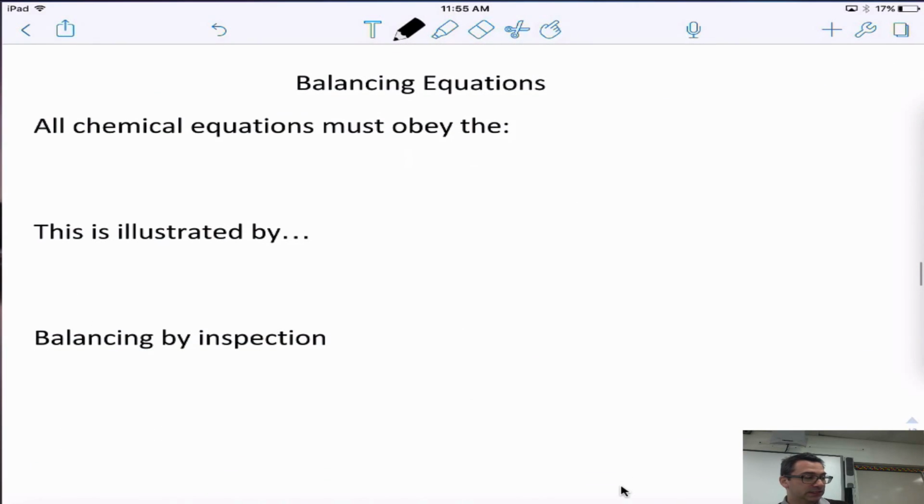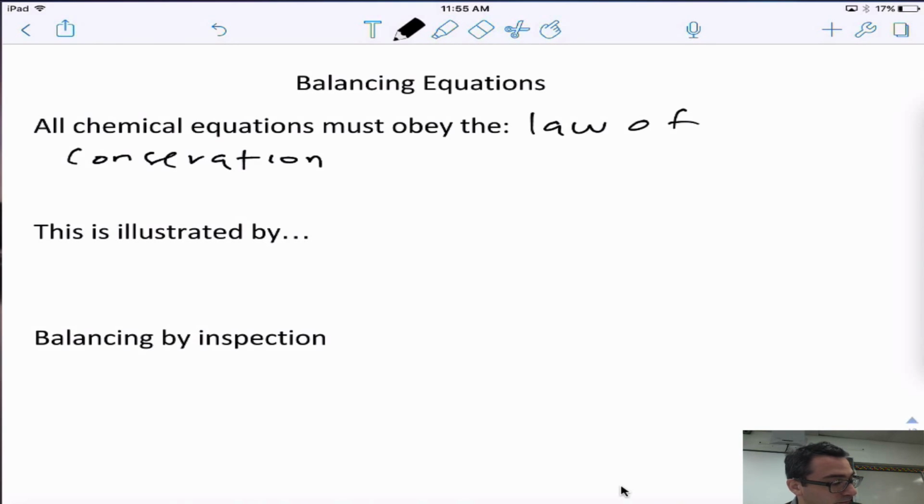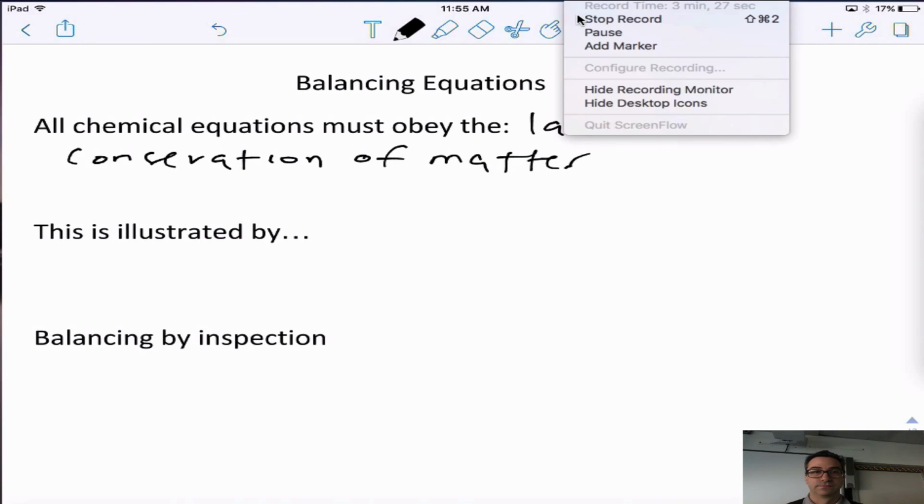Now, when we balance an equation, we want all of the equations to obey the law of conservation of matter. So the light just went out. Let me go turn that back on and continue.